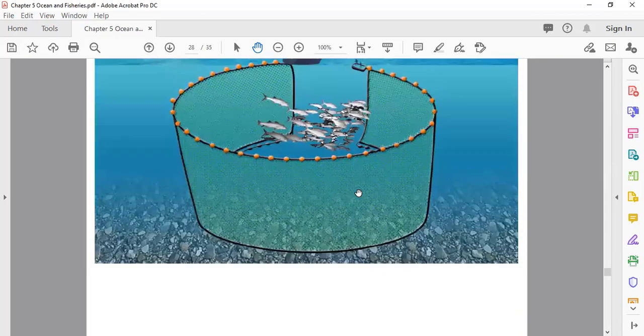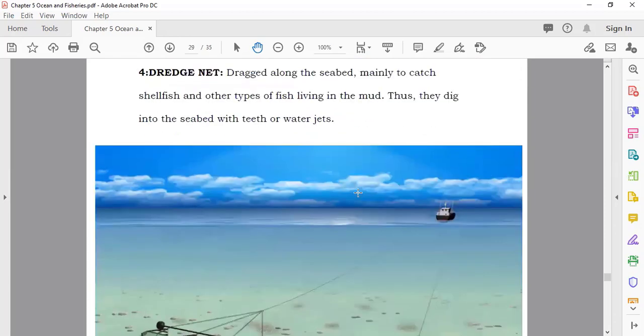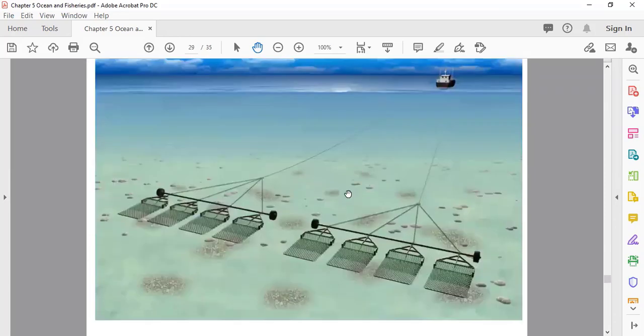And what you can see here is the dredge net, which means it is like this one. You have to drag it over the seabed, and it is used for fish which live near the seabed or which live in the mud here.